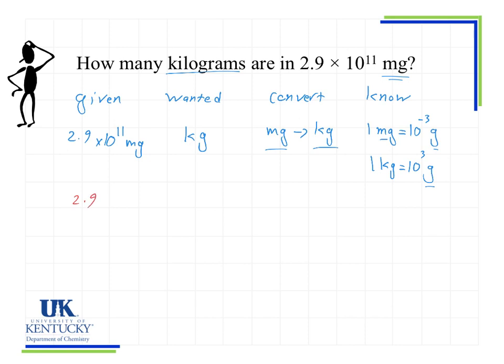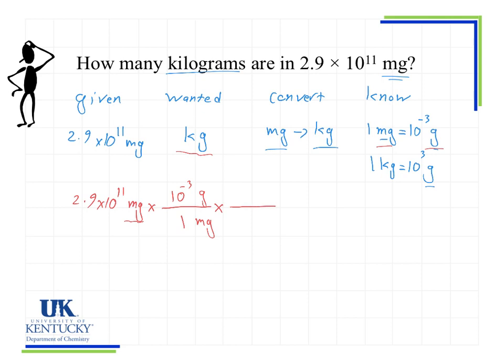Okay, so let's start with the given information. So 2.9 times 10 to 11 milligram. We have to use our first conversion factor. We have milligram here, so I want to get rid of milligram, so I have to put milligram over here, and in our conversion factor I have milligram to gram, so milligram here and gram on top, and 1 milligram equal 10 to negative 3 gram. Always the top and bottom of your conversion factor should equal, so you have 1. Okay, so are we done? No, because we need kilogram. Okay, so we're not done.